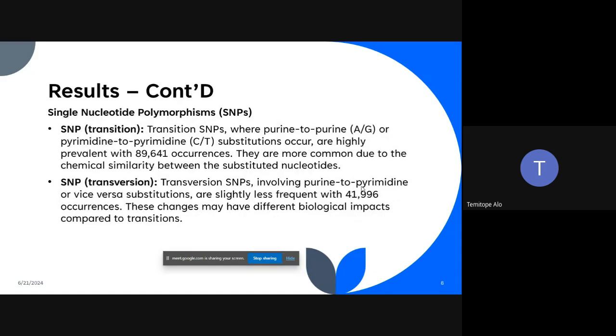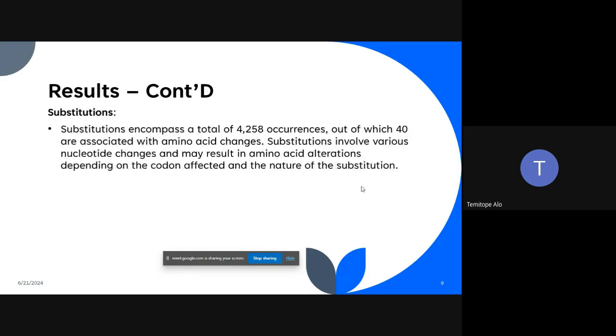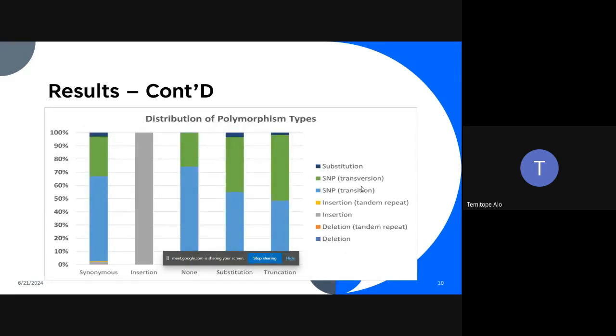And more importantly, the single nucleotide polymorphisms we discovered were transition SNPs, and there were 89,641 transition SNPs that we discovered. And then for transversion SNPs, involving purine to pyrimidine or vice versa substitutions, there were over 41,000. For substitutions, we had 4,258 occurrences, out of which 40 were associated with amino acid changes. So this is just a little graph showing this in percent.